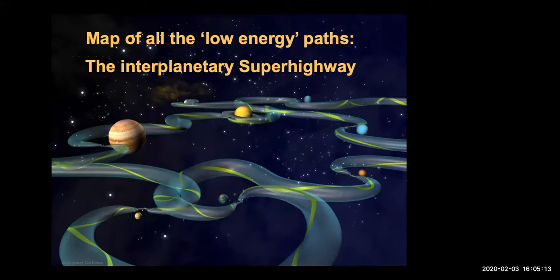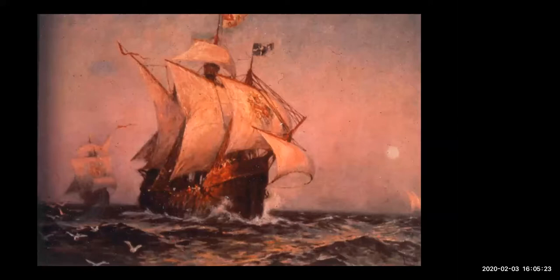So how do we do this? Well, we're looking at the map of all the low energy paths. This is just an artist rendering. It looks like tubes moving through the solar system. But think of it as their special directions, special places you could be where you can ride currents moving through space. And by currents here, I just mean free falling.